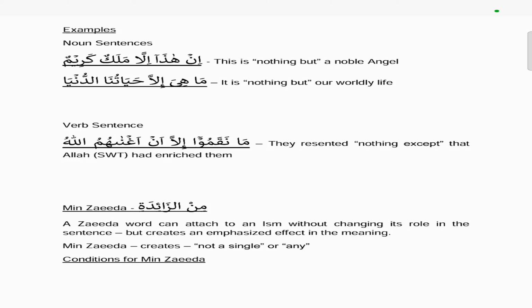So in haza illa malakun karimun. And if you removed the in and illa, you'd be left with haza malakun karimun, which means this is a noble angel. So it still makes sense if you remove the in and illa. And the second example for a noun sentence is ma hiya illa hayatu nad dunya. So it is nothing but our worldly life. And again, the ma comes before the mubtada and the illa comes after it. If you remove the ma and the illa, then you would be left with it is our worldly life, which still makes sense.